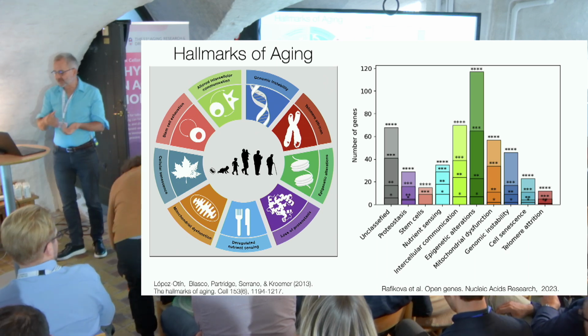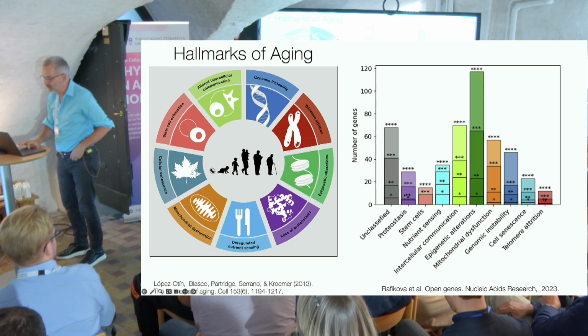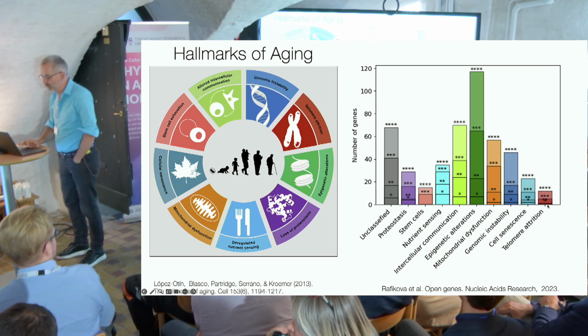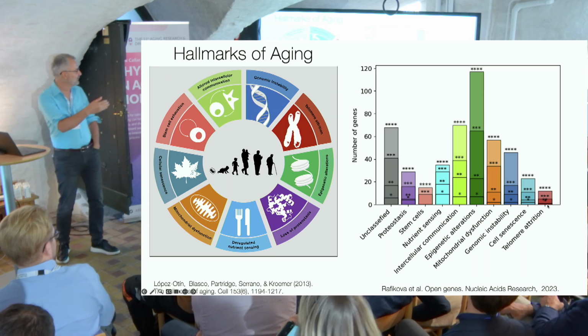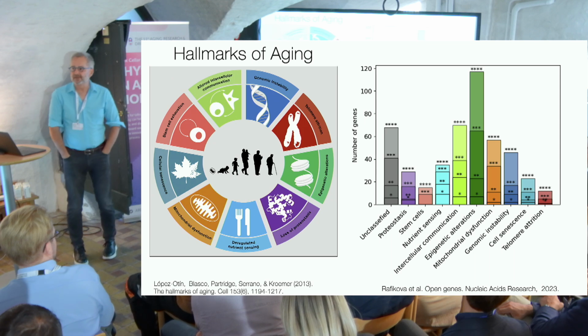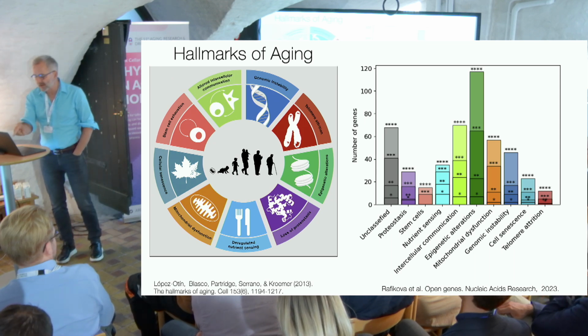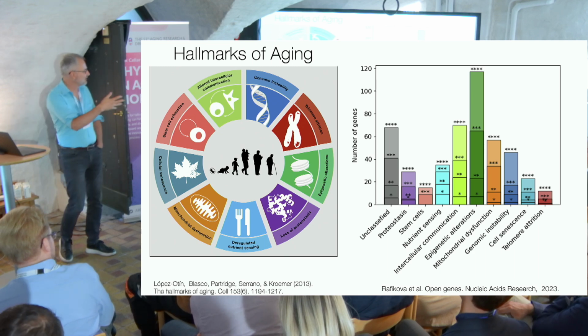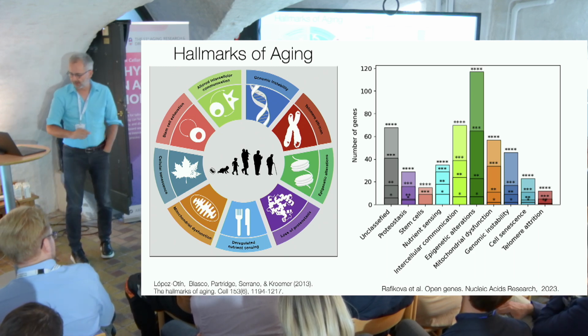So on the left-hand side, you see the traditional hallmark picture. On the right-hand side, for each of the colors over there, we are showing how many genes had been associated with that. And the stars correspond to the degree of the evidence, which is not assigned by us, but assigned by this particular paper on Open Genes that classified genes based on these things.